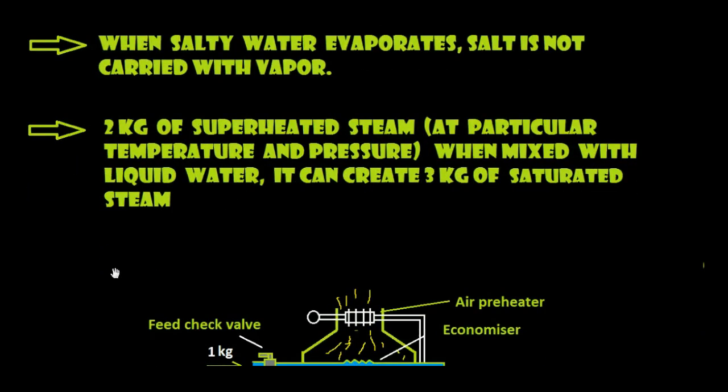Okay, second principle is that in case 2 kg of superheated steam at a particular temperature and pressure is mixed with liquid water, it can create 3 kg of saturated steam. 2 kg of superheated steam when mixed with water can create 3 kg of saturated steam. These numbers are just for example. If it is 4 kg, it will become 6 kg. If it is 6 kg, it will become 9 kg.